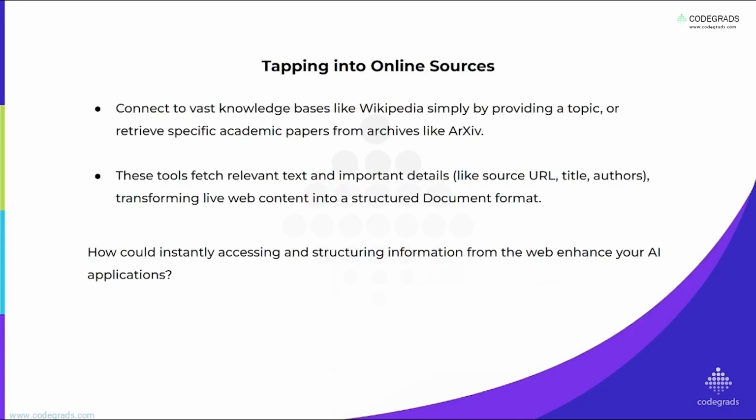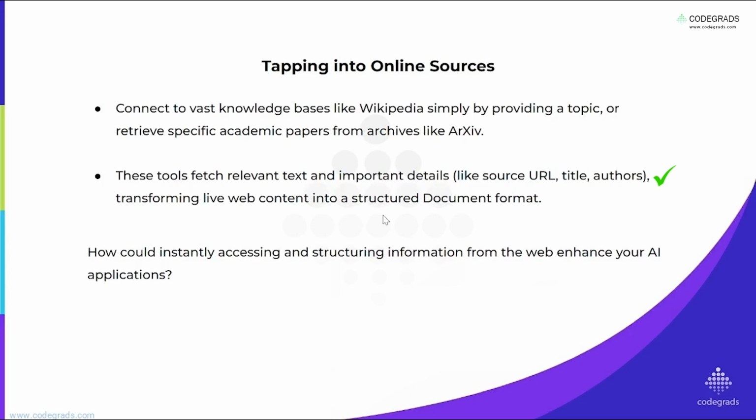Now, tapping into the online sources connects to vast knowledge bases like Wikipedia simply by providing a topic, or retrieves specific academic papers from archives. So, tapping into online sources, LangChain can load documents directly from web pages using the web-based loader, and we have the Wikipedia loader, we have the Notion pages, Google Drive, Slack, etc. Now, this makes it easy to build AI tools that can summarize online content or answer questions from a website or monitor real-time web sources. Now, these tools fetch relevant text and important details like the source URL, title, author, transforming live web content into a structured document format.